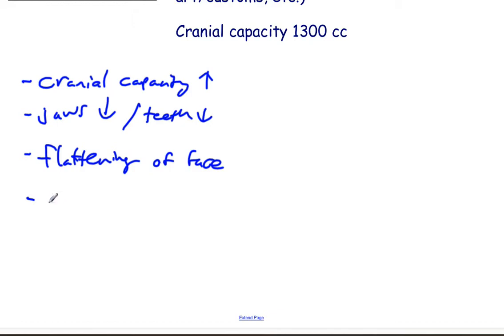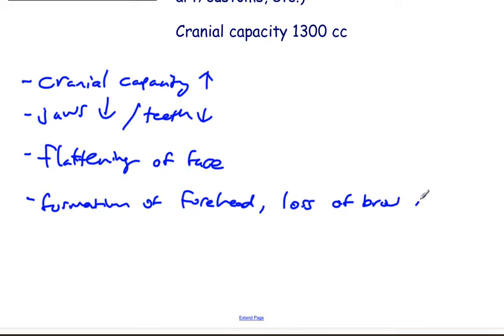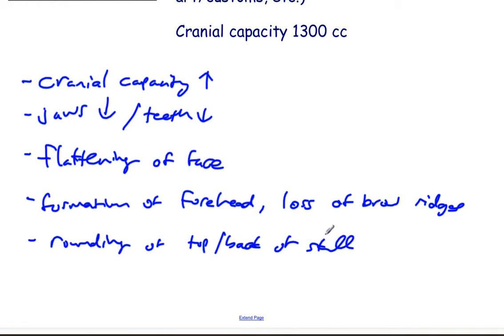You see a formation of the forehead instead of just running straight from the face to the top of the skull. And also the loss of the brow ridges, the bones right underneath your eyebrows. And then in general, towards the back and the top of the skull, you see a rounding of that part, so the rounding of the top and back of skull, as compared to primitive hominid species, and also of some of the modern great apes. We kind of see that trend as well. Okay, but again, you guys should have more information about that.